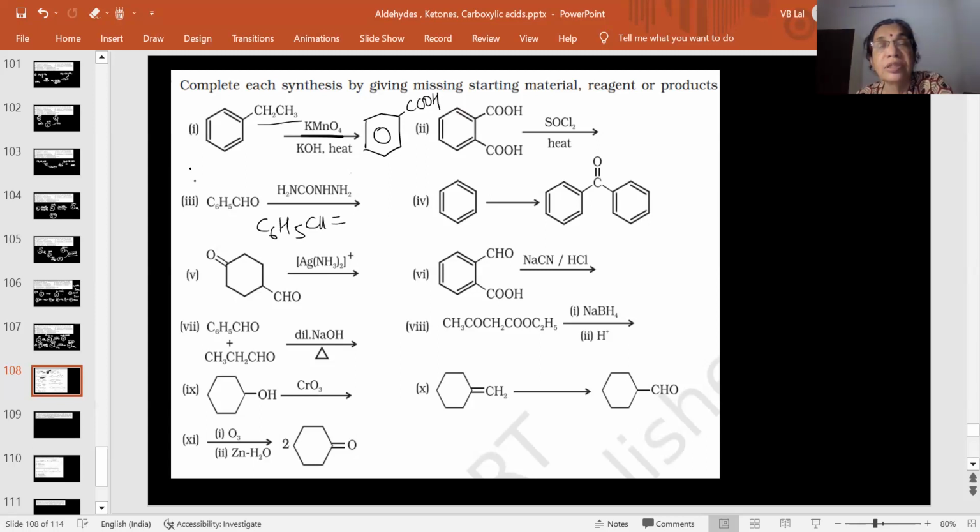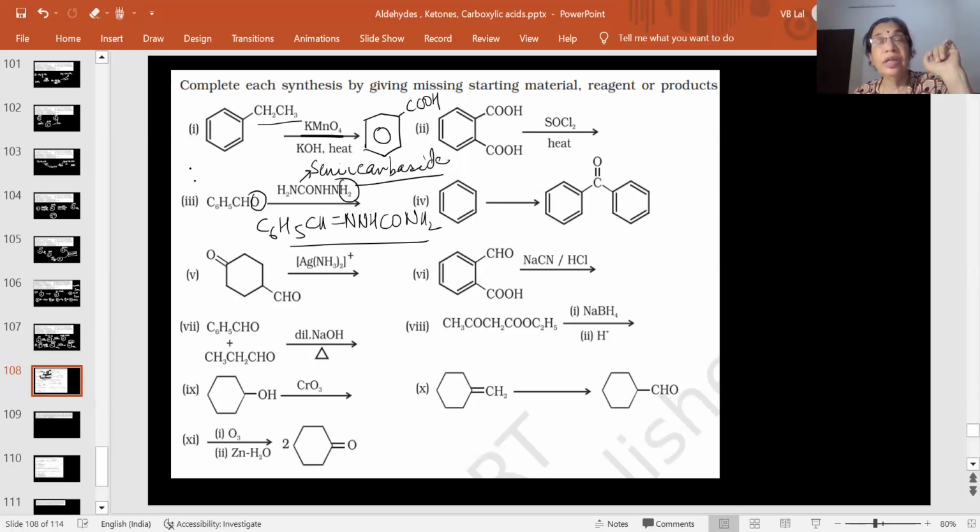C6H5CH double bond. There is a NH2 from here and O from here that will go. So what will I get? C6H5CH, and then from the other side, NNHCONH2. What is this huge compound? It is made from semicarbazide. This is the most difficult reaction in the whole chapter. You have to remember how to get the final product.